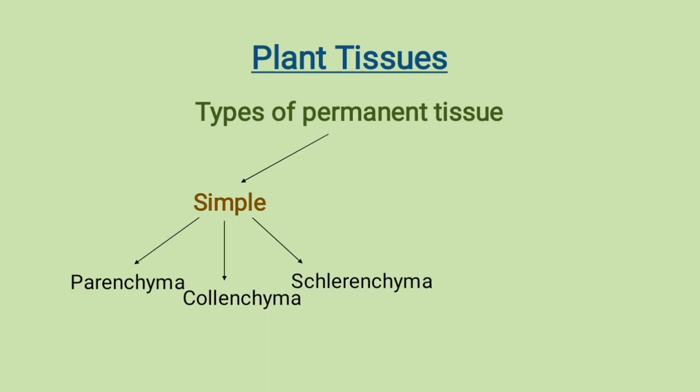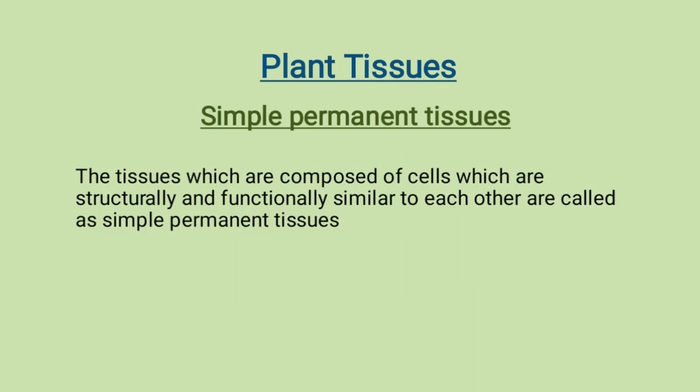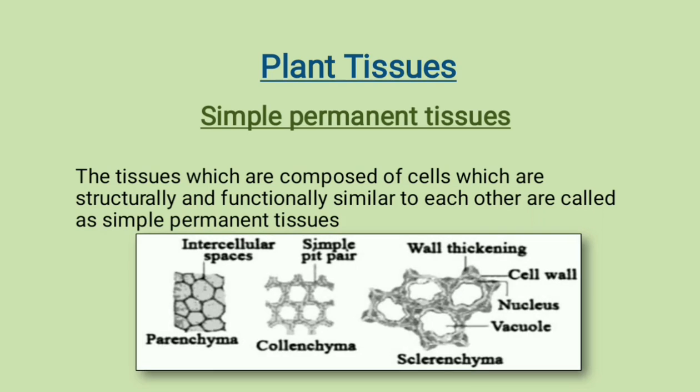The second type of permanent tissue is complex tissues. Complex tissue is further divided into two types. The first one is xylem and the second one is phloem. Simple tissues, as its name suggests, are simple. It means they are made up of only one type of cell. All the cells are structurally and functionally similar to each other.